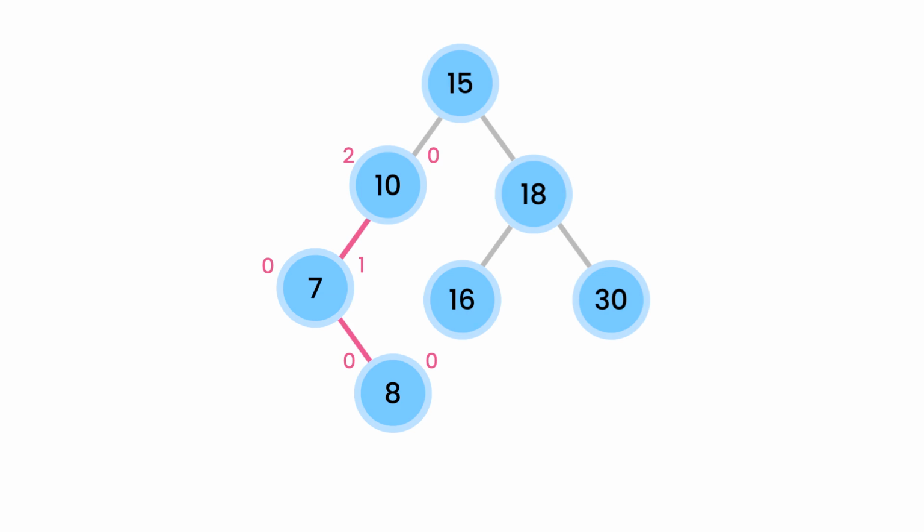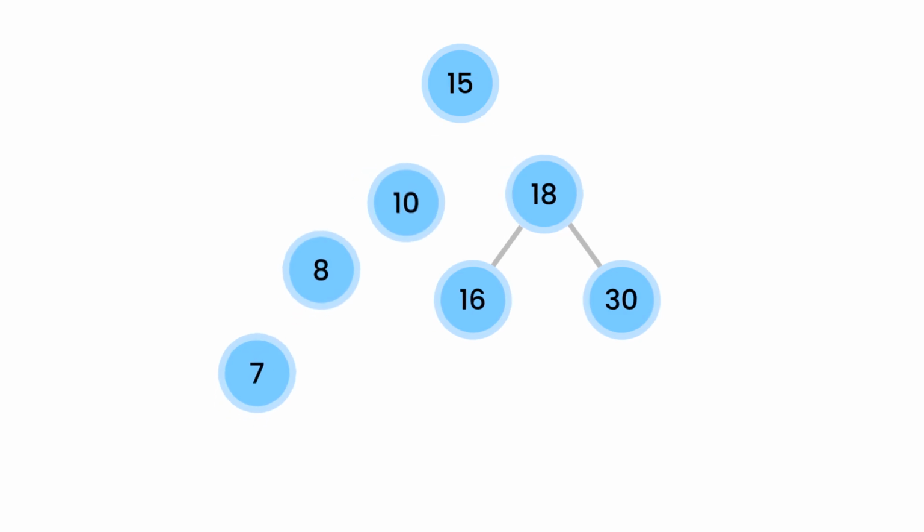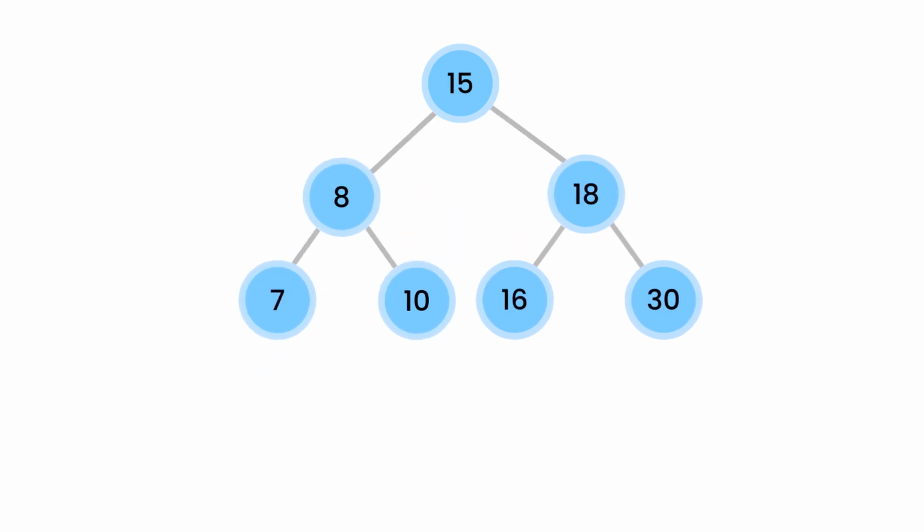So we should perform a left-right rotation. So we want to rotate 7 to the left. This is going to bring 7 down and move 8 up. All right. Now we should perform a right rotation on 10. 10 is going to come down and 8 is going to go up. And our tree is going to get balanced again. So this is how AVL trees work.